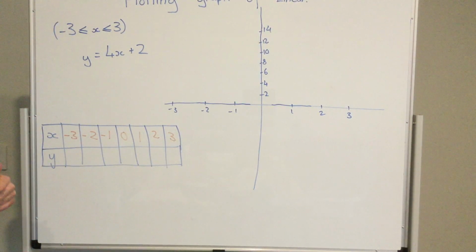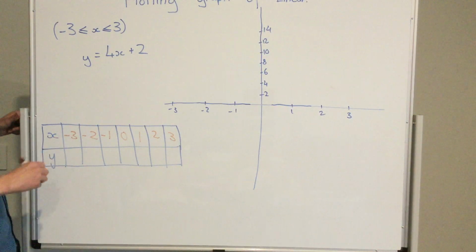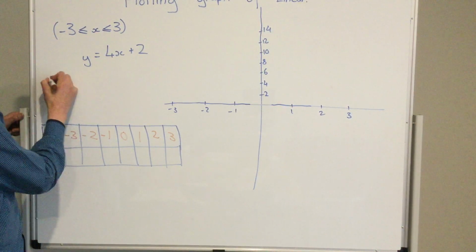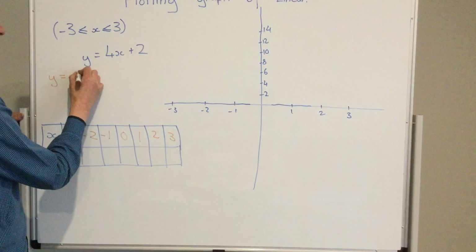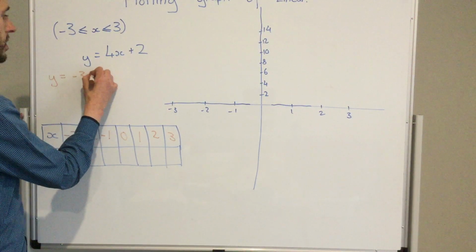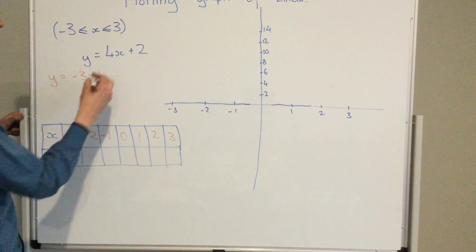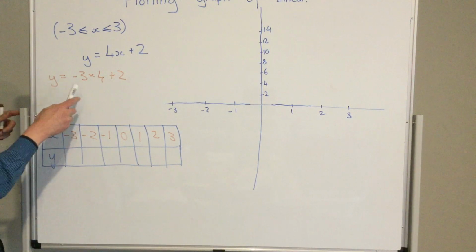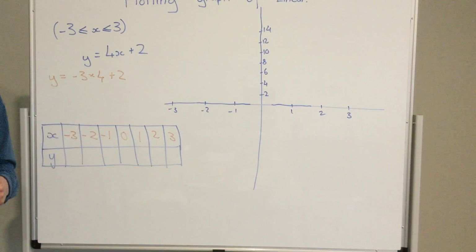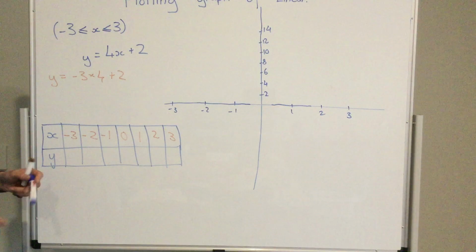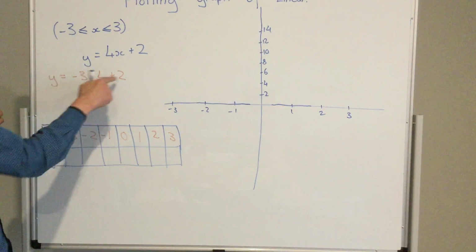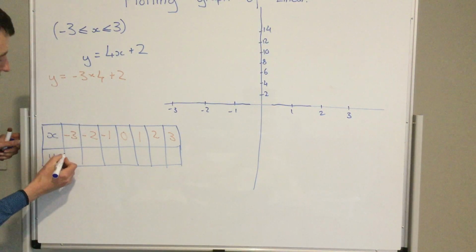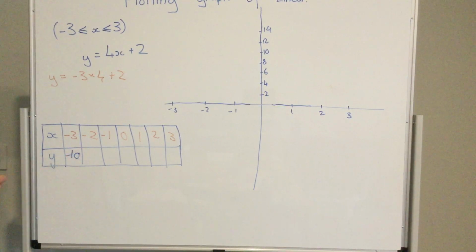Now, this is where we substitute. So for x equals -3, it equals -3 times 4, because x is -3, plus 2. So now we can double check that. -3 times 4 is 4, 8, 12, -12. -12 plus 2 equals -10. Let's go to the next one.